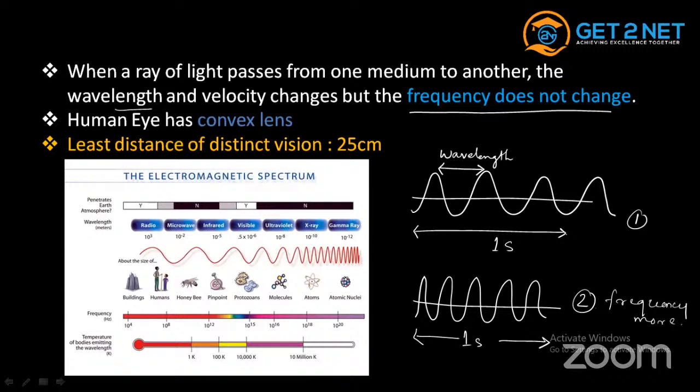And in the second case, frequency is less. This is the concept of frequency, and wavelength is the distance between 2 waves. This is the wavelength. So whenever the light ray passes from one medium to another, frequency never changes. Wavelength can change, velocity can change, but frequency will not change.